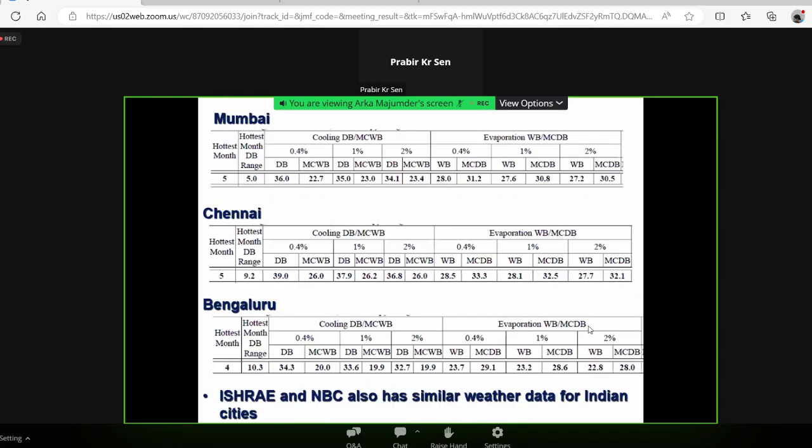ISHRAE, of course, definitely works out on some more Indian stations, Indian locations beyond what ASHRAE has done. And NBC data is 2016 data. NBC data is 2016 data. I think by now those data have become obsolete. So better we must consider ASHRAE 2021 data and wait for ISHRAE to come out with updated weather data. Next.